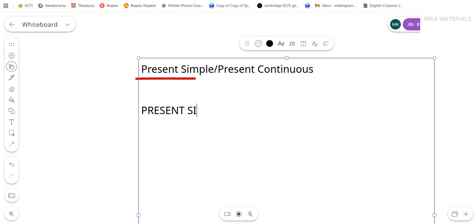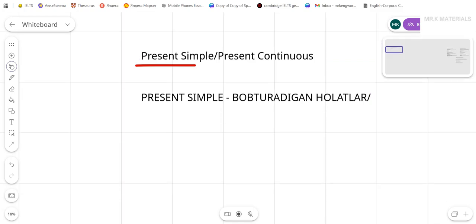Alright, present simple. Now the rough translation here is not "hozir zamon." Maybe the official translation is like this, but I find it rather confusing. The closest translation I could come up with is in Uzbek. Bo'p turadigan, bo'p turadigan holatlar, lekin narsalar, holatlar. In Uzbek, so we use it for bo'p turadigan holatlar.